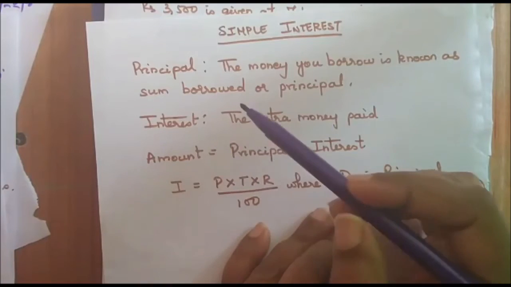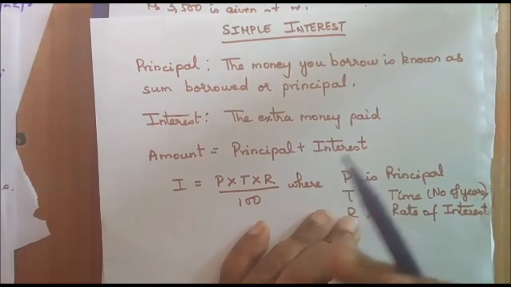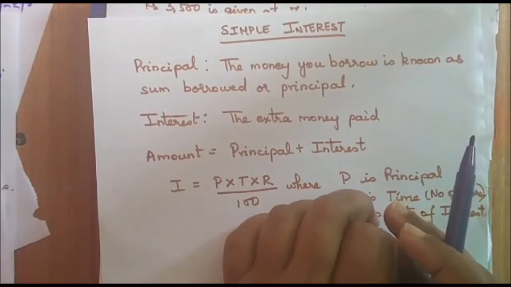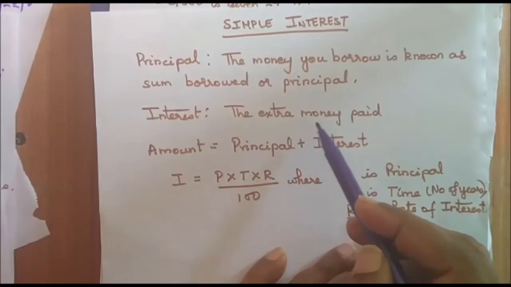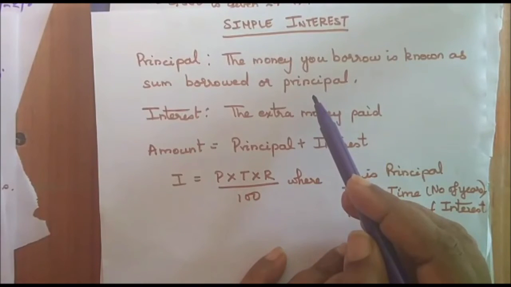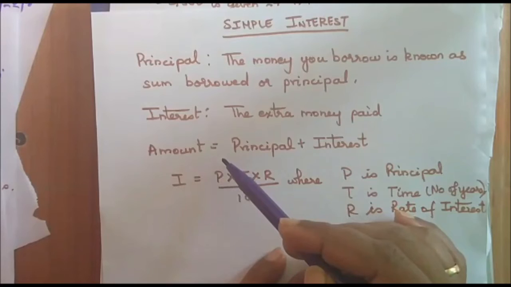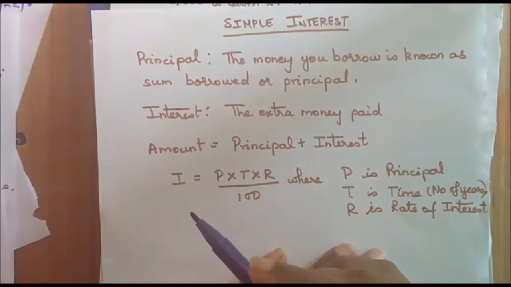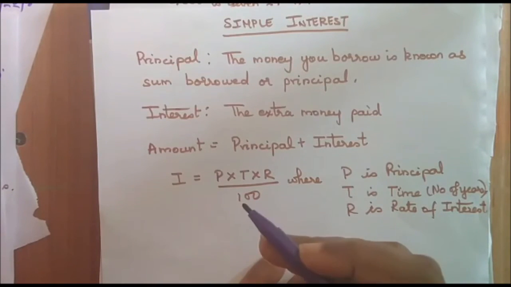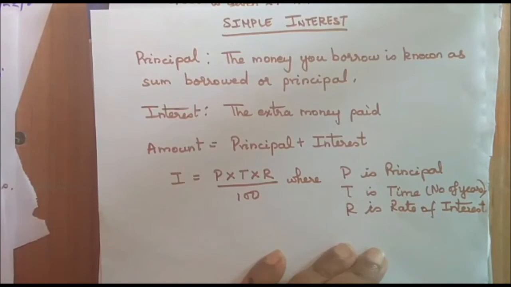Now what is interest? The bank will not give you the money just like that for free. It will charge you interest, depending upon the amount they give you, at a rate of interest. So the interest is the extra money you pay for the loan taken. So what is amount? Amount is equal to principal plus interest. At the end of 2 years or 3 years, whatever the period, you will have to pay the bank the principal along with the interest, which is called the amount.